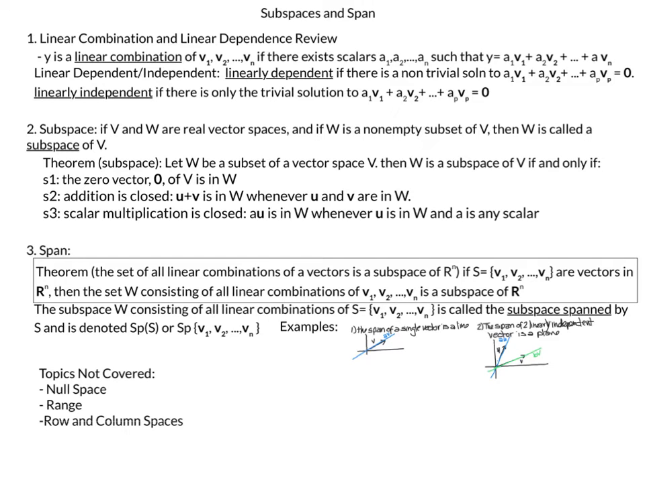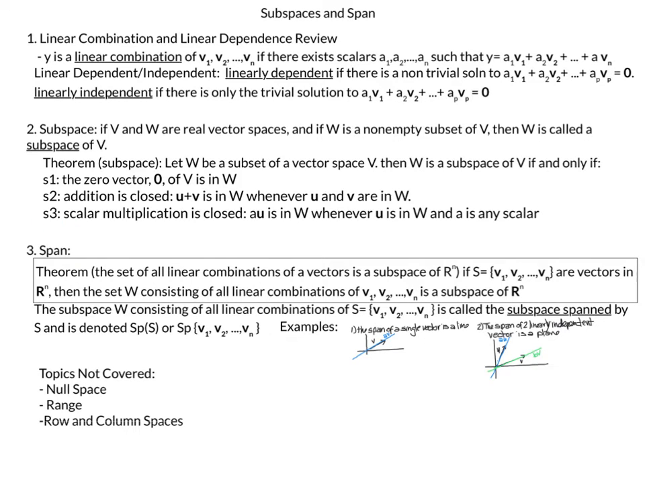In this video, we're going to talk about subspaces and span. We'll do a quick review of linear combinations and linear dependence. We'll talk about a subspace, which is essentially just a subset of a vector space that also happens to be a vector space. And then we'll talk about span.